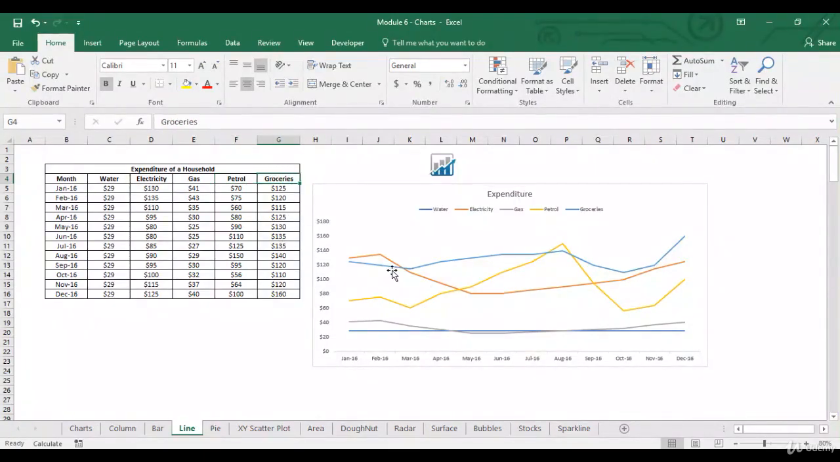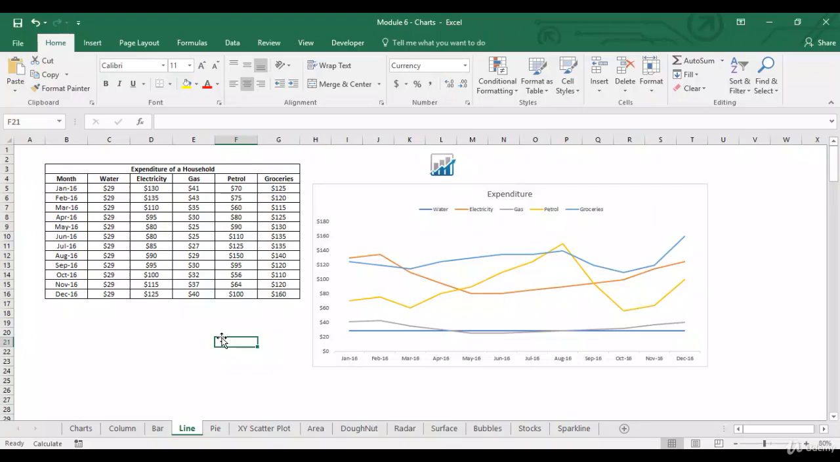Groceries is being highlighted by the blue color over here, fairly consistent. I would say there's a slight rise in the holiday seasons in August, September around over here. Then it again dips, and in December, it again picks up because of the holiday season. So these are all the trends which you can look at for a household.